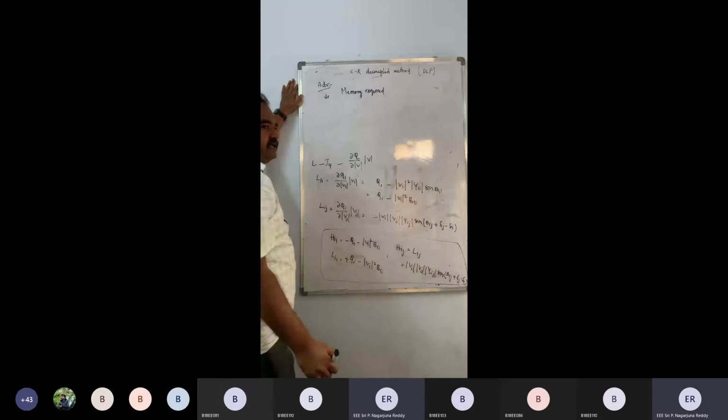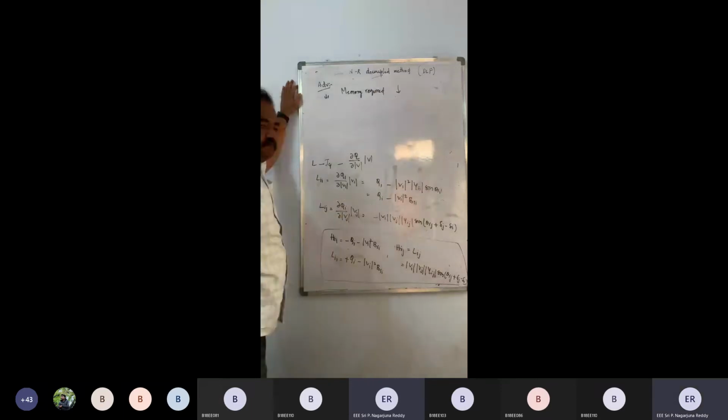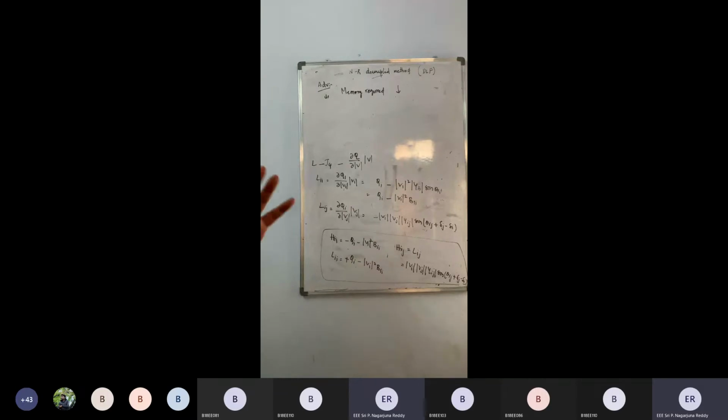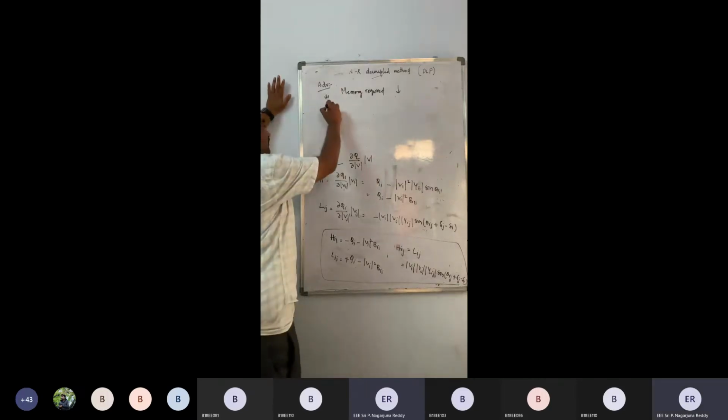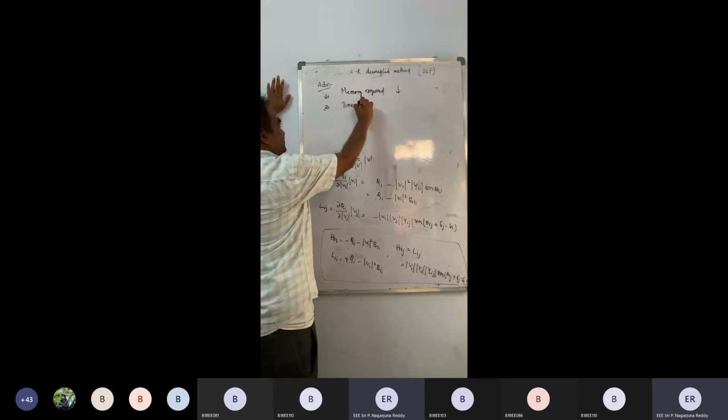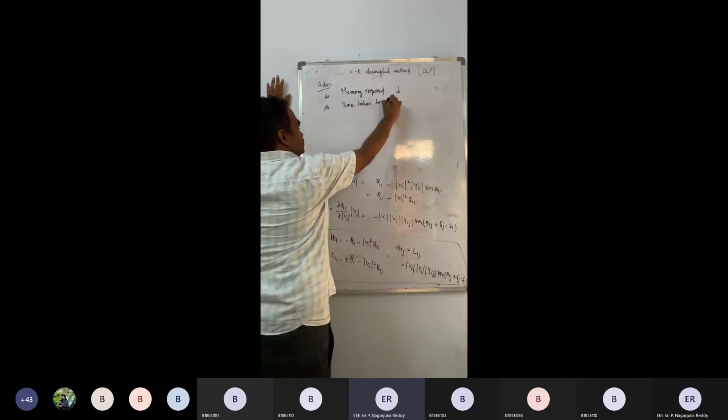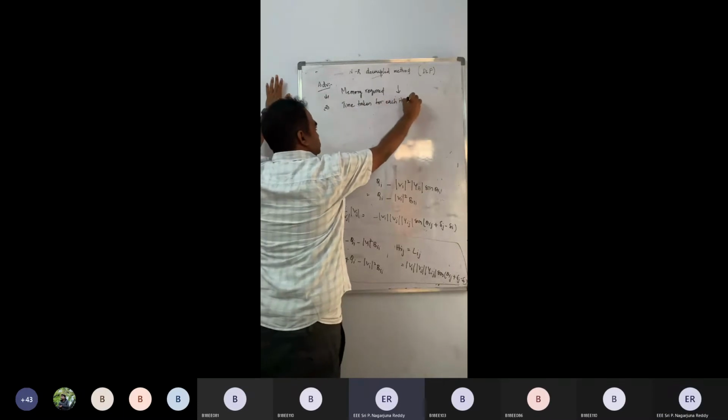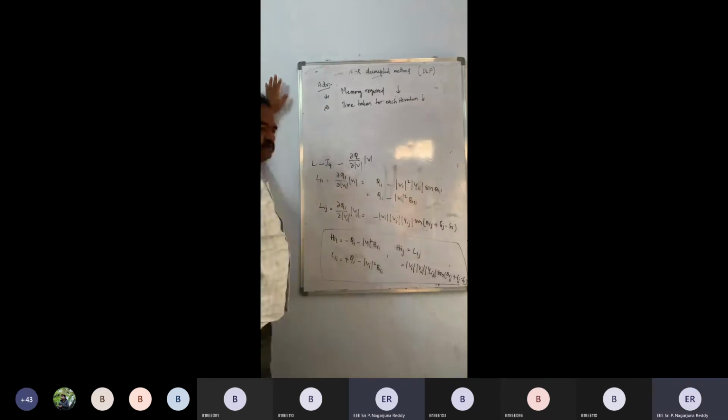Memory required has decreased because the total number of iterations and the total number of equations required may remain the same, but those complex things are reduced to very simple things. Which means that you need to calculate far fewer elements. So the memory requirement is reduced. At the same time, the time taken for each iteration is also reduced. So my time and memory are both reduced considerably.